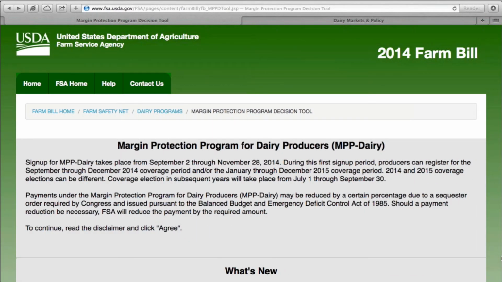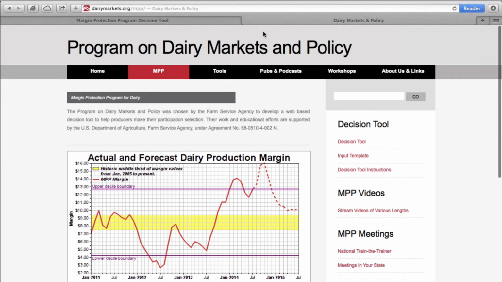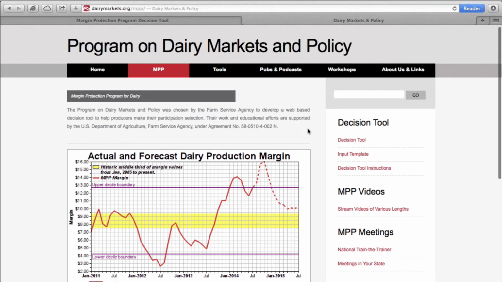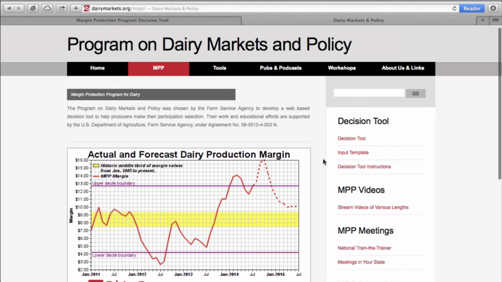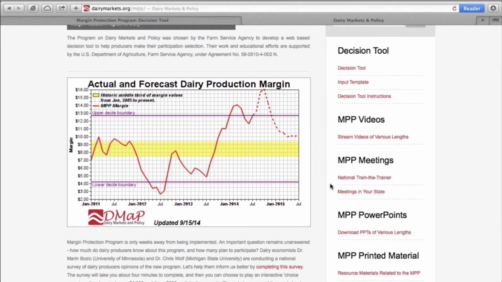Here we are. Let's first review the Dairy Markets and Policy page. So if you go to dairymarkets.org/MPP, you're taken to a page that on the right-hand side here has links to the decision tool, MPP videos, links to meetings in your state. So if you're interested in where Phil and I are traveling next for MPP or where meetings in your state may be held, you can find information here.